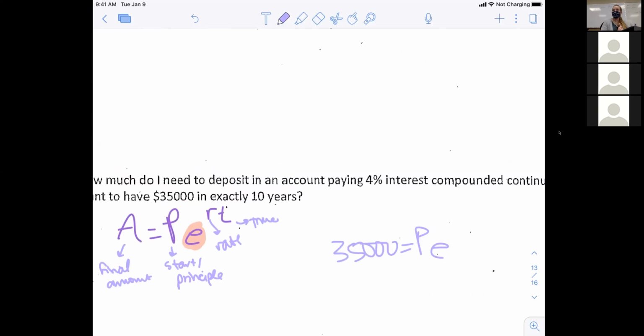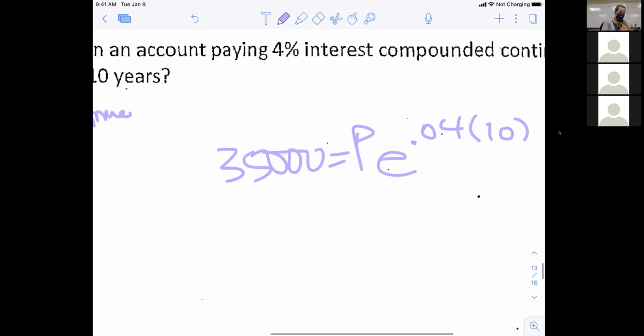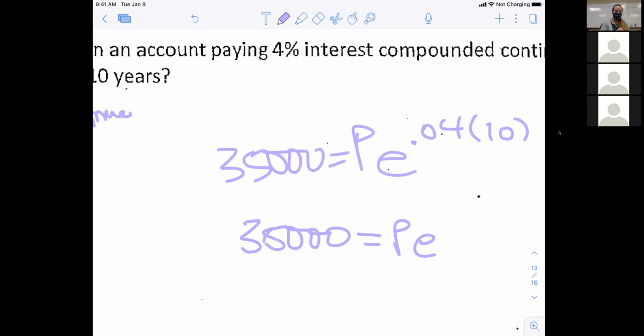I'm going to do E. Again, I'll use that in the calculator in a second. And then what's my rate? 0.04. And then time is 10. Anyone having trouble plugging that in? Okay. All right, so I've got 35,000 equals P, E to the, and then 0.04 times 10 is just 0.4.